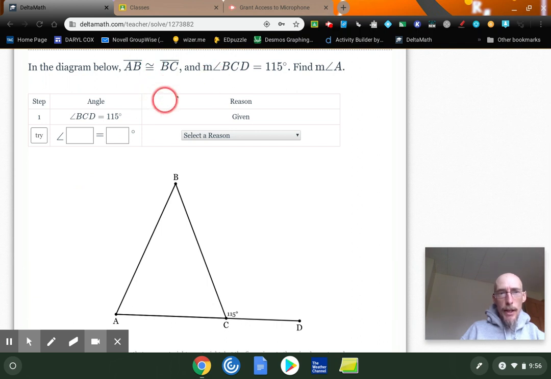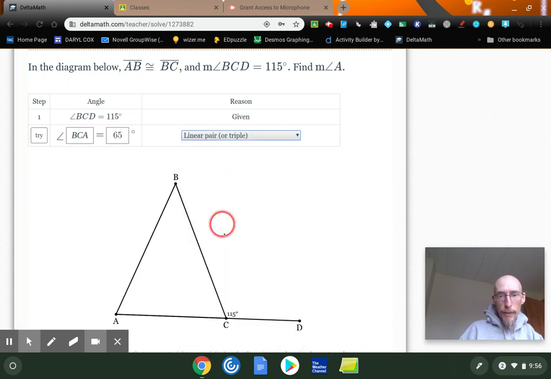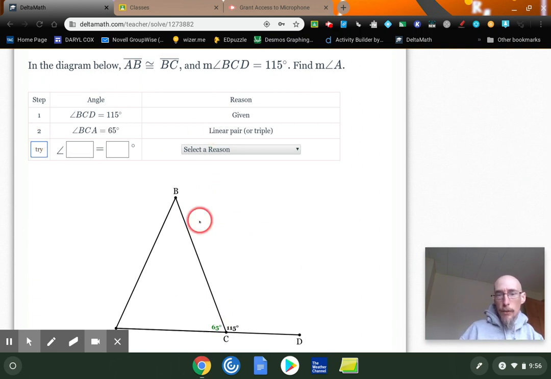So right now I'm going to say, hey, they gave us an angle here. Find the measure of angle A. And we know AB and BC are congruent. So right now I can say angle BCA is equal to, let's see, I've got to do a little calculation here. Get my calculator up, 180 minus 115. That's going to be equal to 65 degrees. And the reason we know that is because they're a linear pair, okay? So linear pairs, and I'm going to try that, see if that works out. Okay, that did work, so that's good. And notice I put the 65 here for you, okay?